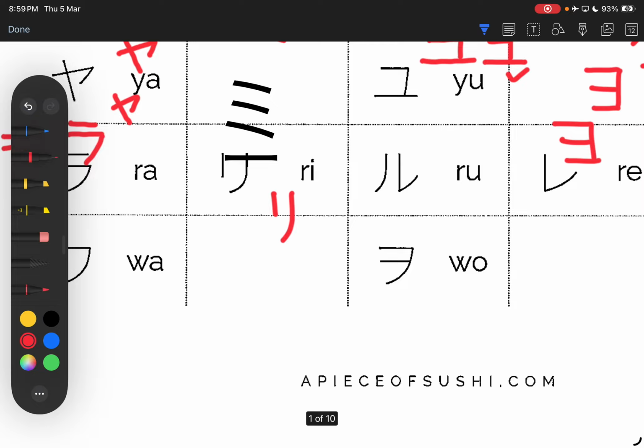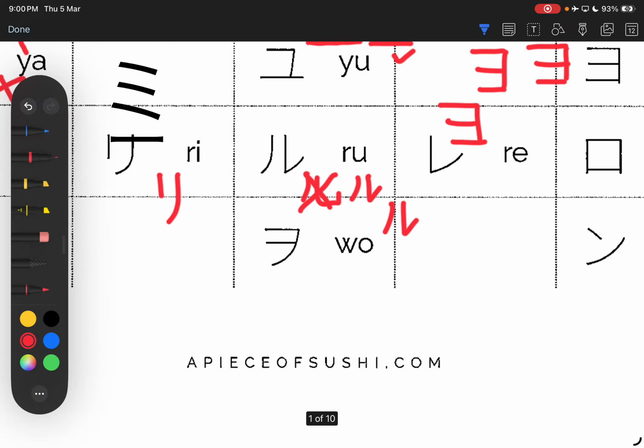Moving on, we have ru. It's very different from the Chinese character. This is the Chinese one. Please don't write like that. 1, 2. It's just one slanted line and one vertical line with a hook. Right? Good.